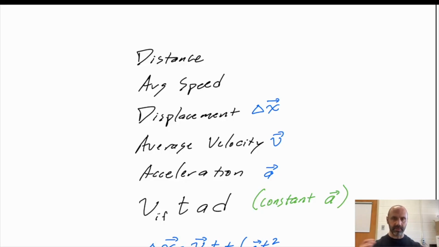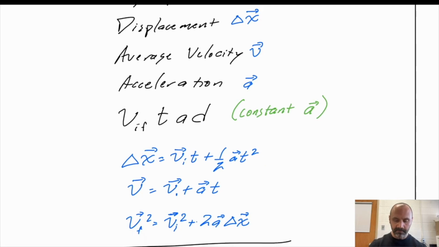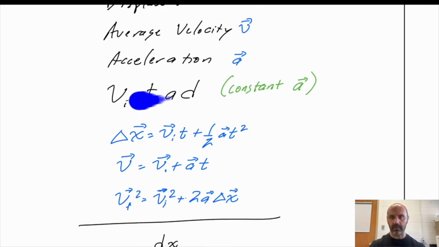It's talking about average or instantaneous. As long as you have constant acceleration, you can use what we call the VIFTAD equations: V, initial, final, time, acceleration, distance. So it's these types of equations. All of these work and they're valid, and you probably have them memorized. You know them backwards and forwards. You see them in your sleep. These only work when you have constant acceleration.